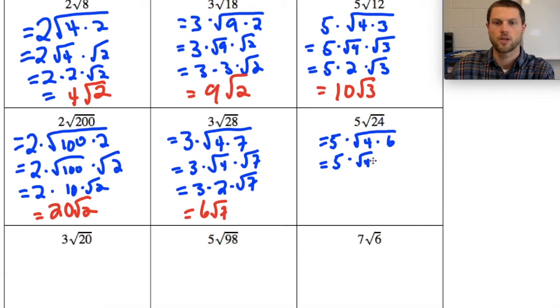Up next, 5 times the square root of 4 times 6 is going to equal 5 times the square root of 4 times the square root of 6, which is going to equal 5 times 2 times the square root of 6, for a final answer of 10 times the square root of 6.